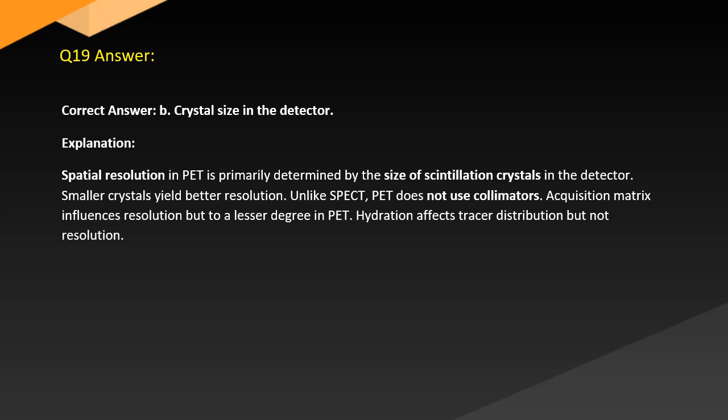Answer. Correct answer. B. Crystal size in the detector. Explanation. Spatial resolution in PET is primarily determined by the size of scintillation crystals in the detector. Smaller crystals yield better resolution. Unlike SPECT, PET does not use collimators. Acquisition matrix influences resolution, but to a lesser degree in PET. Hydration affects tracer distribution, but not resolution.